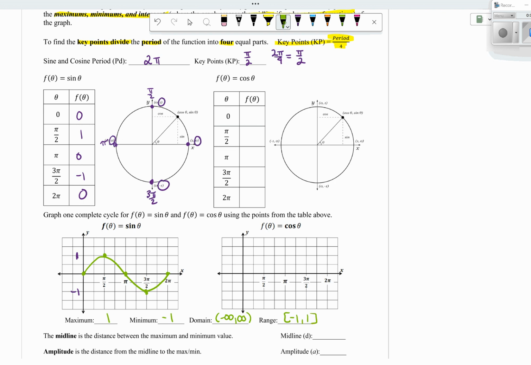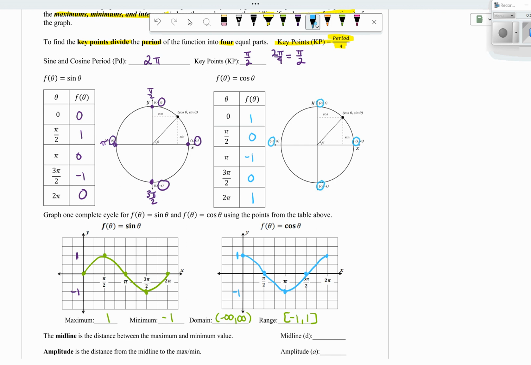We can also do this with our cosine graph as we learned last year. Cosine is the x-coordinate on the unit circle. So the cosine of 0 in this case is now equal to 1. The cosine of pi over 2 is 0, then -1, 0, and 1. That gives us our cosine wave. So at 0, we have 1. Pi over 2 is 0, -1, 0, 1.